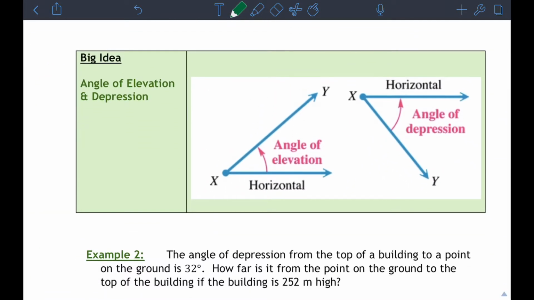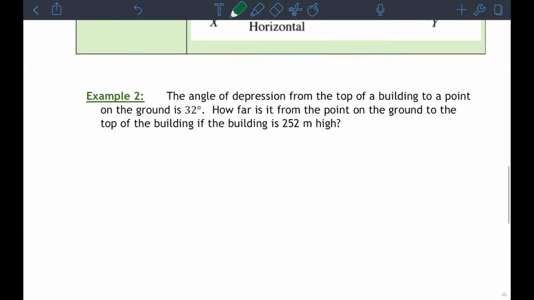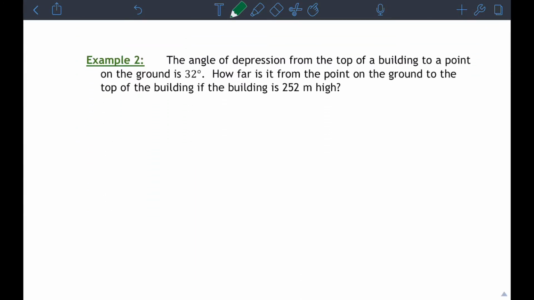Okay, now for some similar situations, except you get to draw your own picture and interpret a few words. So remember from geometry, angle of elevation is an angle that comes up from a horizontal line, which may or may not be in your picture, and angle of depression is the angle coming downwards from a horizontal line. Draw them in if you need them.